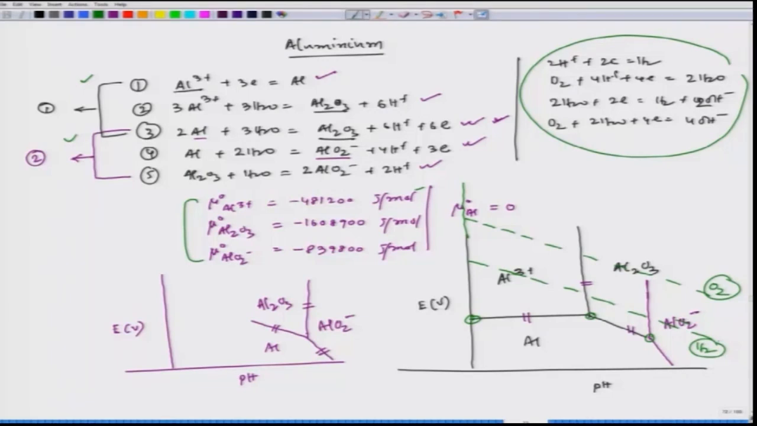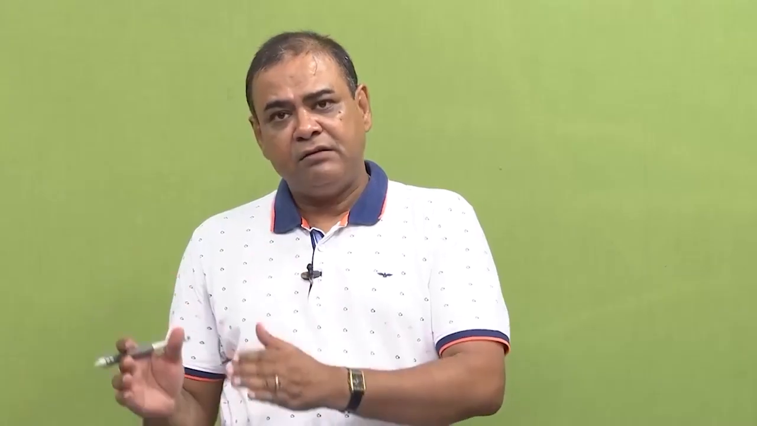You should get it. Another important aspect is that the slope is decided by the number of electrons and the number of hydrogens that are participating in the reaction, which involves potential and pH. So, let us stop here. We will continue our discussion in our next lecture. Thank you.